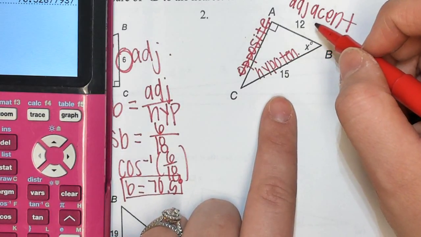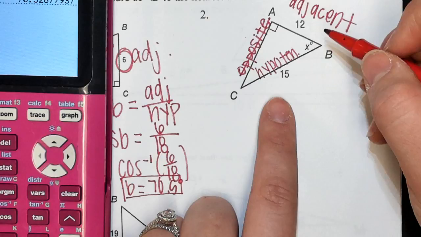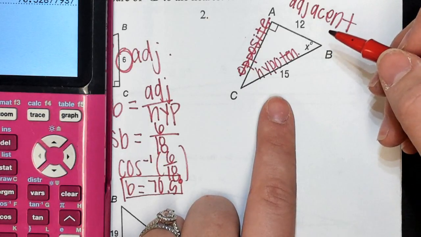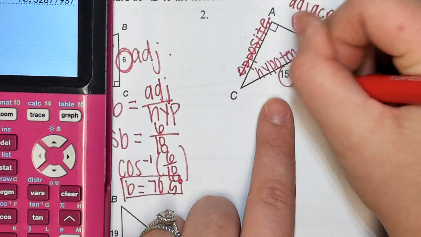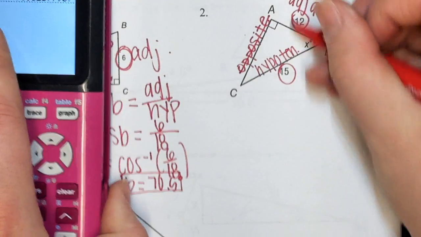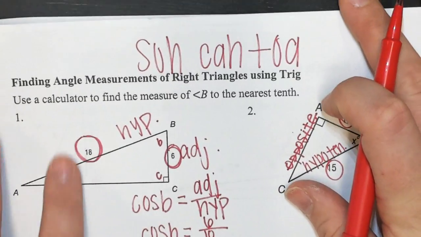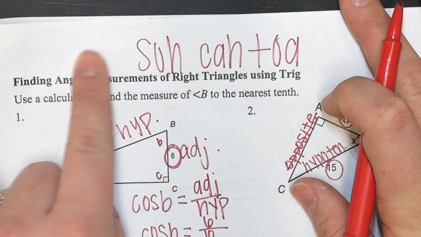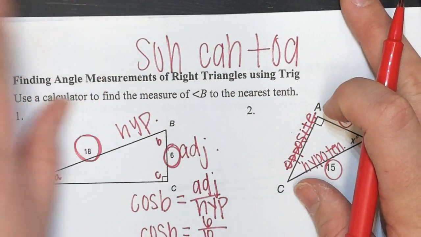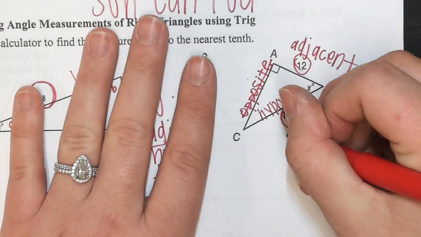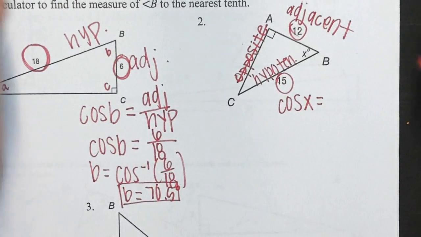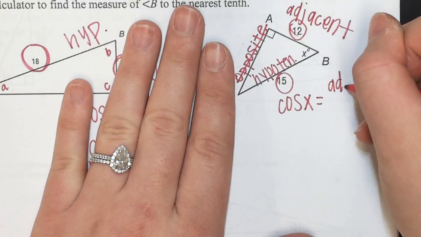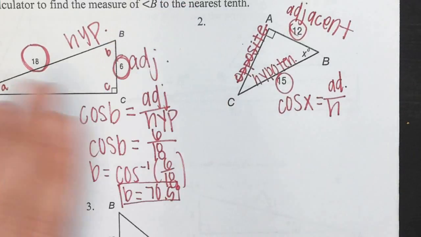We only need 15 and 12. Why did I pick those two sides? Because they're given to us. That's the only numbers we know. So we know 12 and we know 15. So that is adjacent and hypotenuse. So which part of these, adjacent, hypotenuse, which one? Cosine. So cosine of X is going to be equal to adjacent over hypotenuse.